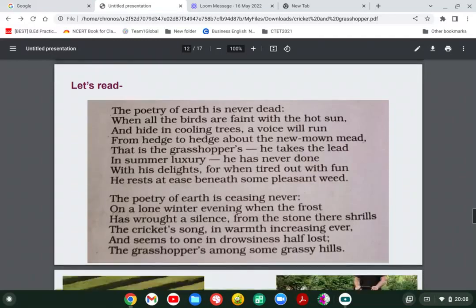If I talk about the second stanza, again it is saying that in summers the grasshopper is taking the lead, but when it comes to the winters, then the cricket is giving us that warmth, that love, that affection. So you can clearly see that every season has a particular insect that is coming out, enjoying, and providing relaxation, warmth and love to the people, right? If I talk about the summers, it is the grasshopper, and if I talk about the winters, it is the cricket, right?